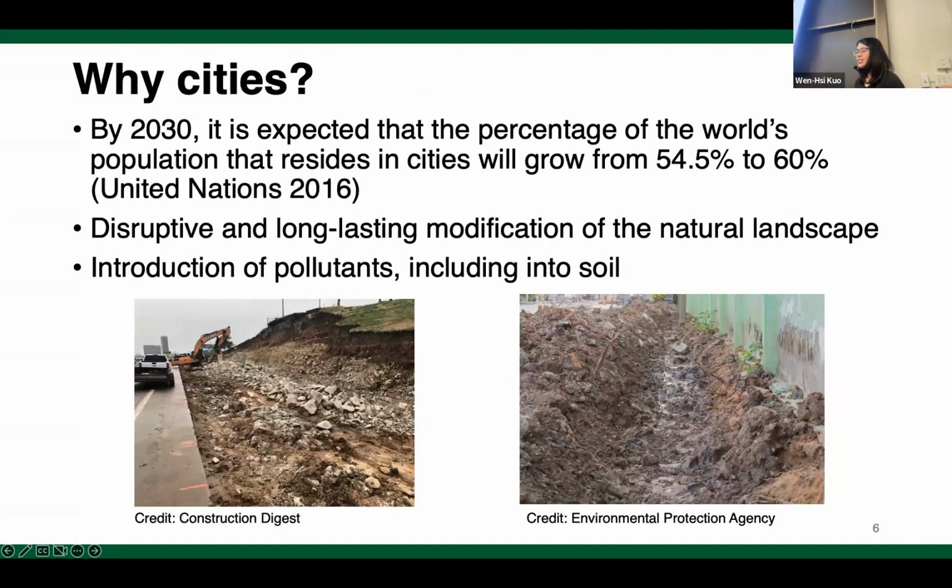So why even be interested in cities? According to the United Nations, they expect the global urban population to grow from 54.5% to 60% by 2030. And as you might imagine, to match this growing population, cities are going to increase in their size and development. And with this urban development, we will see increased disruptive and long-lasting modification of the environment, such as increased habitat fragmentation due to more road development. And for my research, I am particularly interested in the introduction of pollutants into the environment, especially soil pollutants.